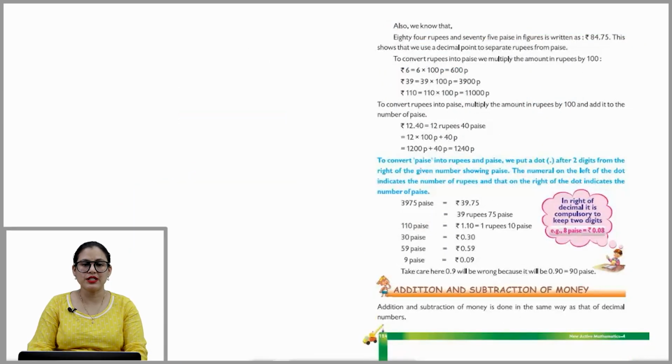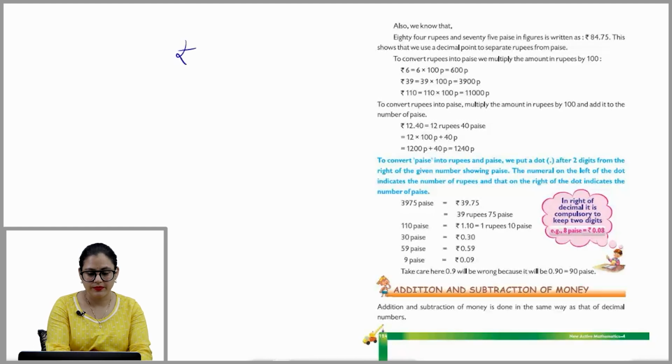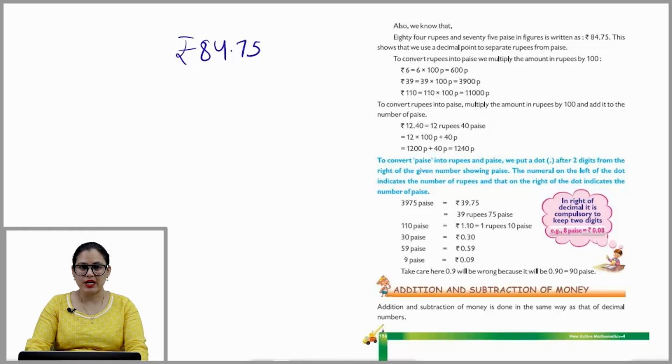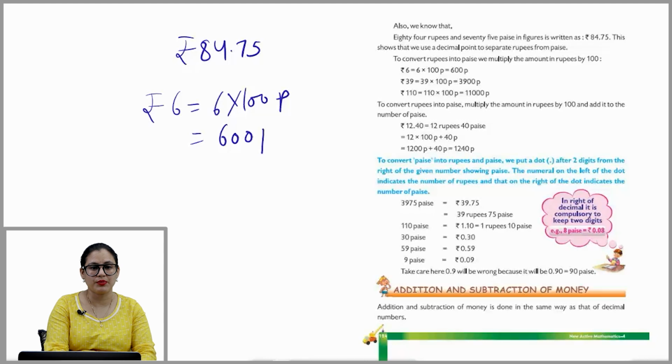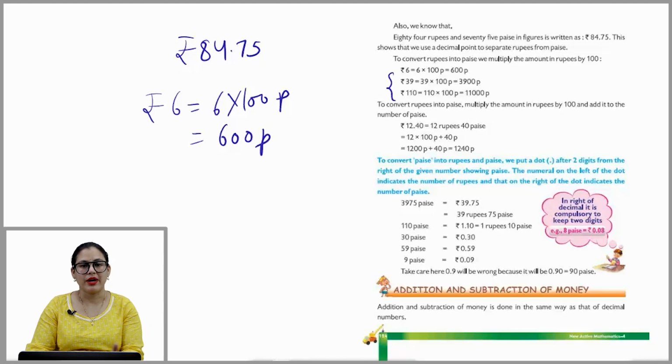Also, we know that 84 rupees and 75 paise in figures is written as this. Okay. This shows that we use a decimal point to separate rupees from paise. To convert rupees into paise, we multiply the amount in rupees by 100. For example, 6 rupees, we have to convert it into paise. What will we do? We will multiply it by 100 paise. So, the answer is 600 paise. Similarly, we will multiply these 2 rupees by 100.